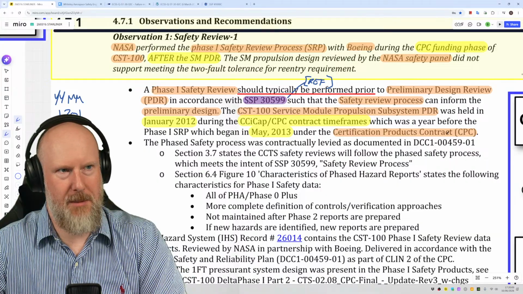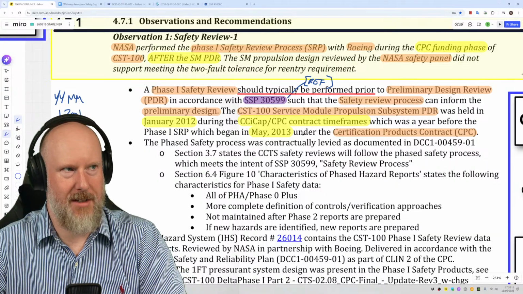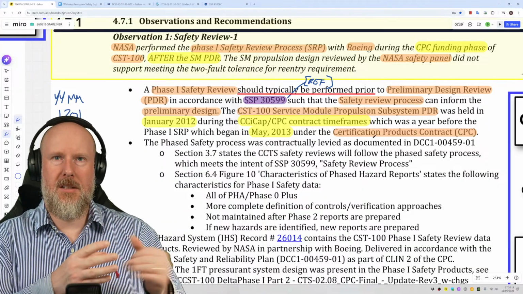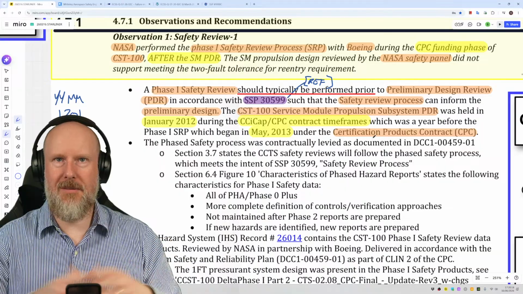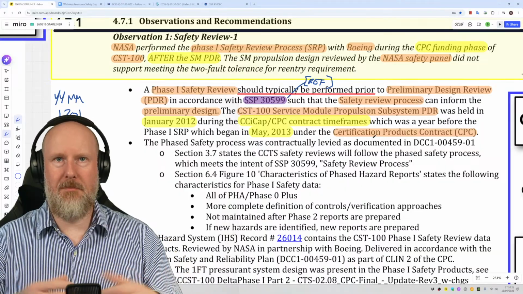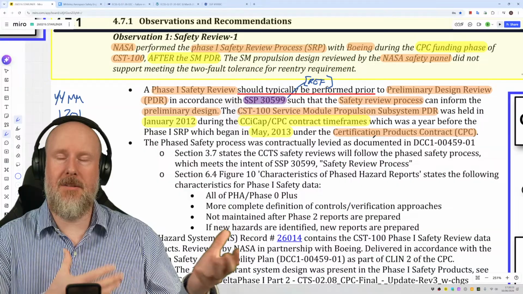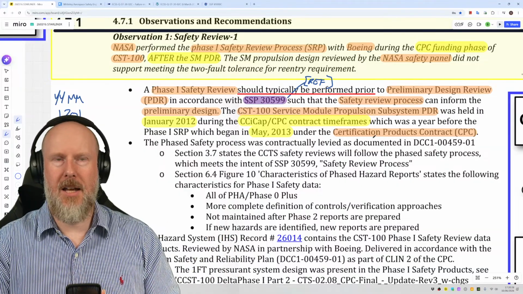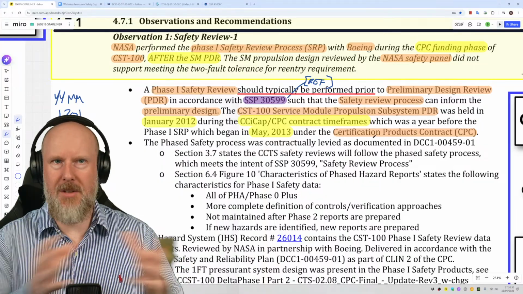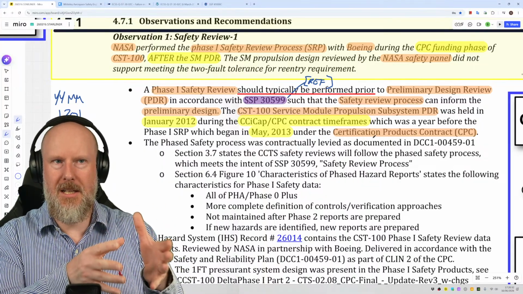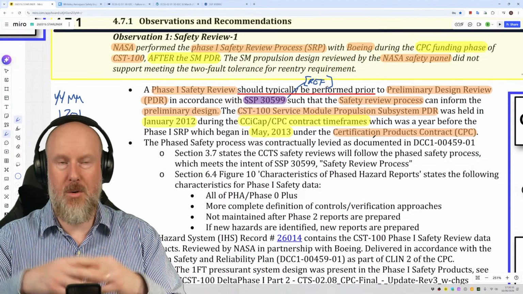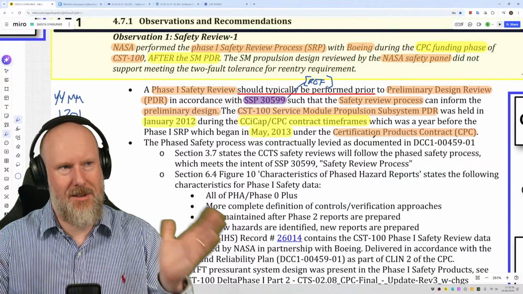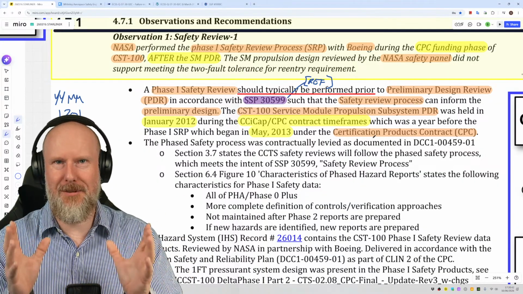And it was under the CPC, the Certification Products Contract. So it's entirely possible that when this contract was written, they hadn't done much safety work, or the safety work they had done was very preliminary and may not have informed or influenced the design in a substantial way. And then that Certification Products Contract has been written in the context of that PDR without cognizance or appropriate cognizance of the safety aspects.